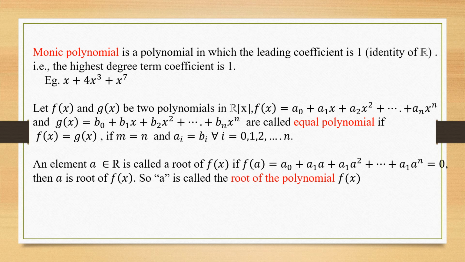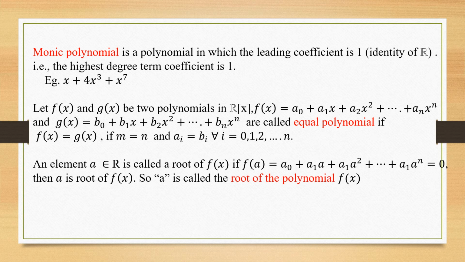Right. Now, next definition. What are equal polynomials? When do I call two polynomials equal? Let me consider two polynomials, f of x and g of x, with different coefficients. f of x is a0 plus a1x plus a2x square, and so on, an x power n, and g of x is b0 plus b1x plus b2x square, and so on, bm x power m. They are called equal polynomials if f of x is equal to g of x, if m is equal to n, and ai is equal to bi for all i starting from 0 to n. So, both the degree should be equal and also the coefficients should be equal, then they are said to be equal polynomials.